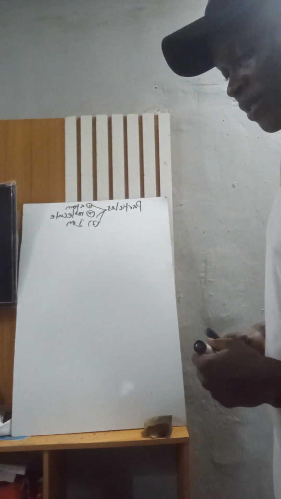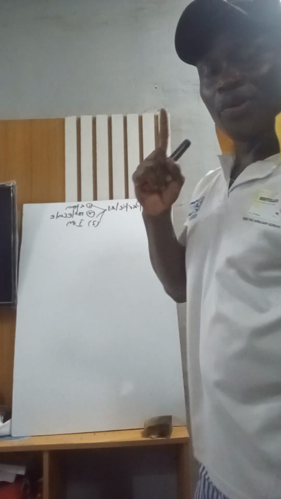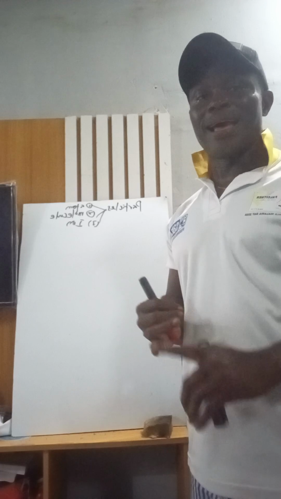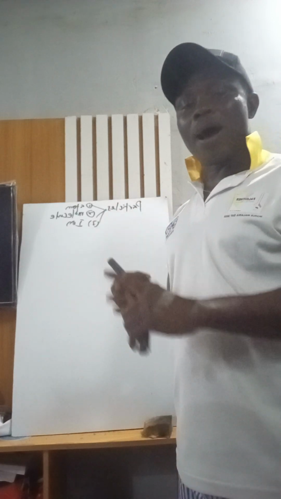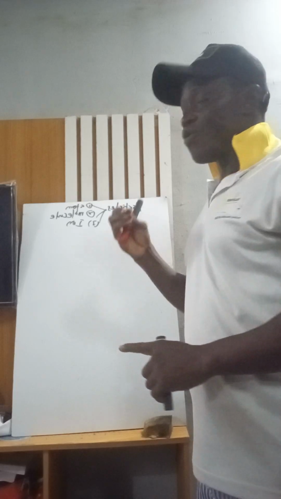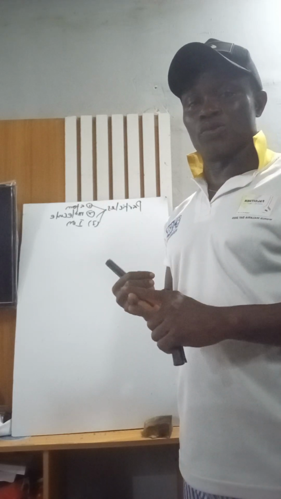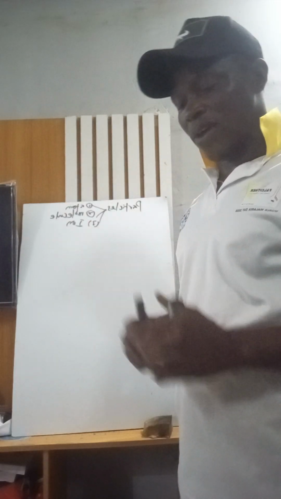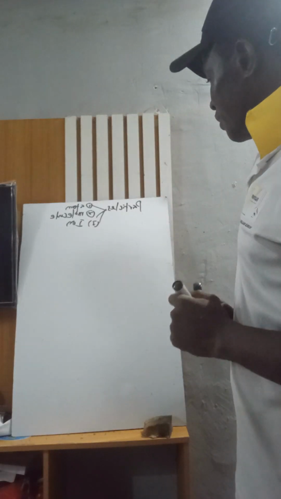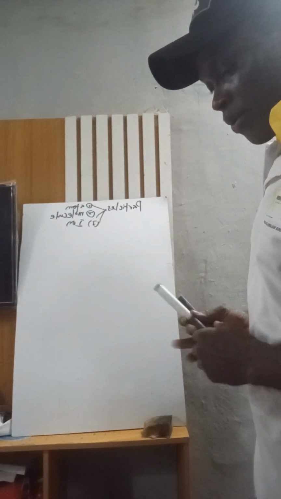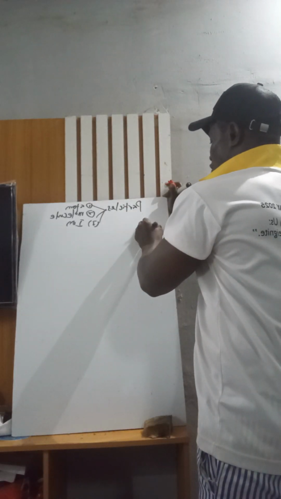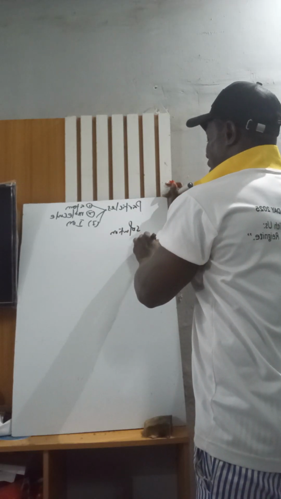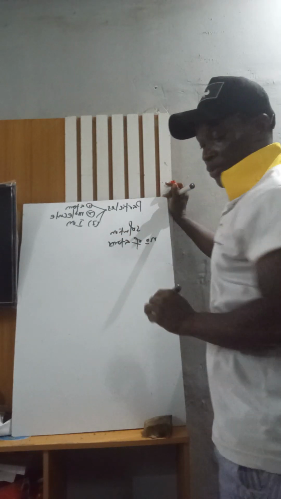Calculate the number of atoms in 6 grams of magnesium. Remember Avogadro's constant. Avogadro's constant says that 1 mole of a substance is equal to 6.02 times 10 raised to the power of 23. That is Avogadro's constant. They said calculate the number of atoms, so I am looking for number of atoms. Very simple. Here we go.